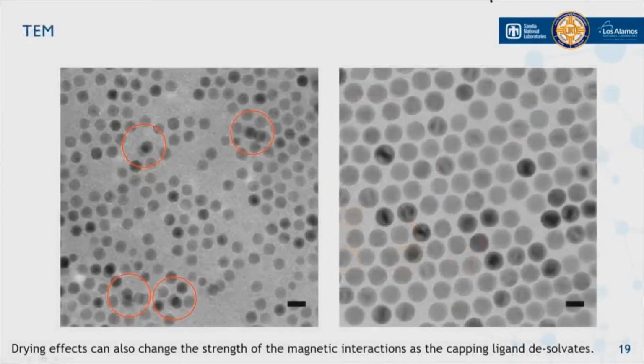If we were to investigate this using conventional TEM, what we would do is take a nanoparticle solution, drop cast onto a carbon grid, and then look at that grid under the TEM. You may identify some of these types of structures where this looks like a dimer. Here we may have a line of nanoparticles. Here we may have two dimers coming together. But this is not always observed, and this is because we now have drying artifacts introduced to the system. And also drying effects can change the strength of magnetic interactions as the capping ligand desolvates upon drying.